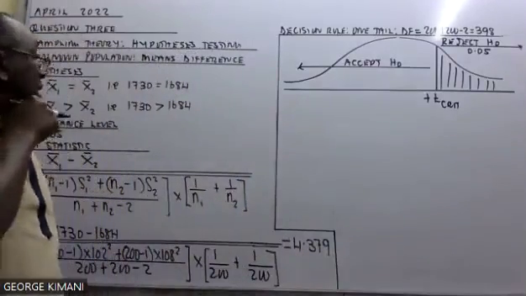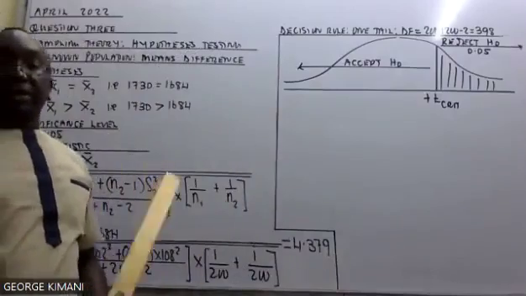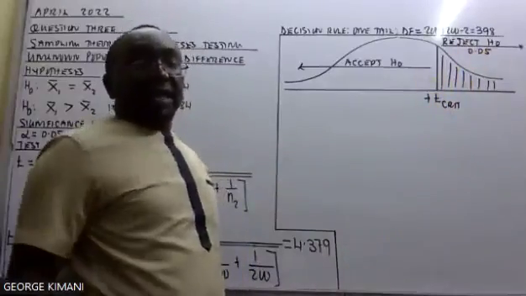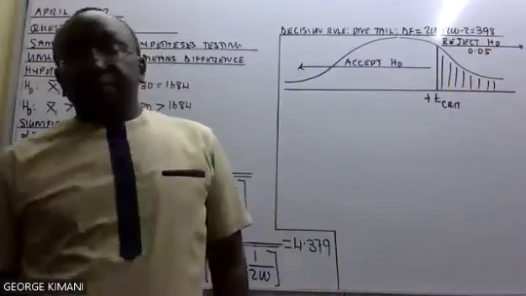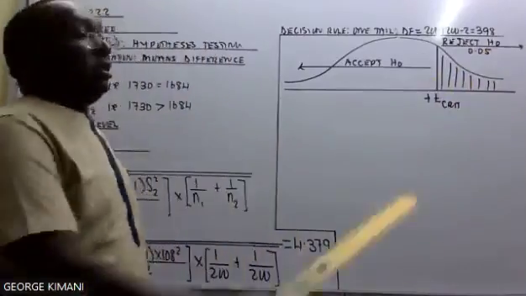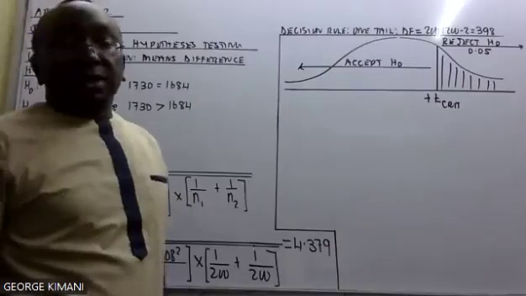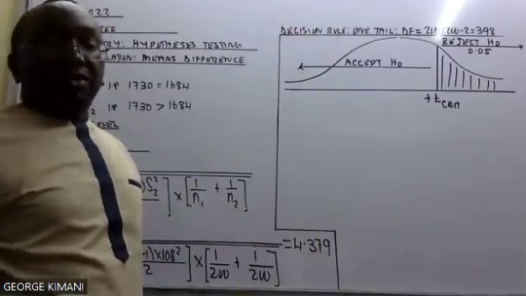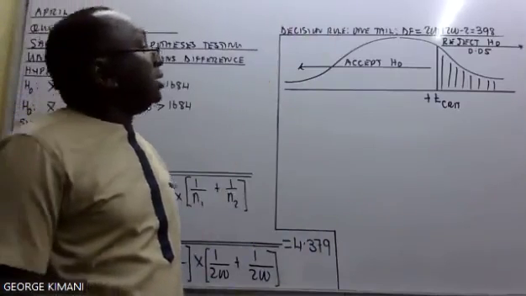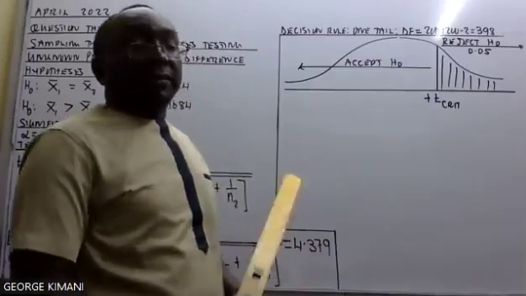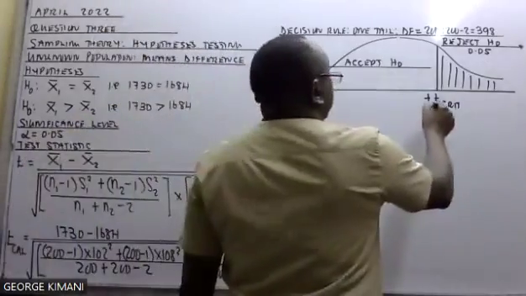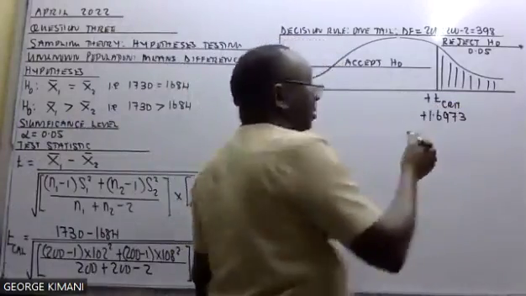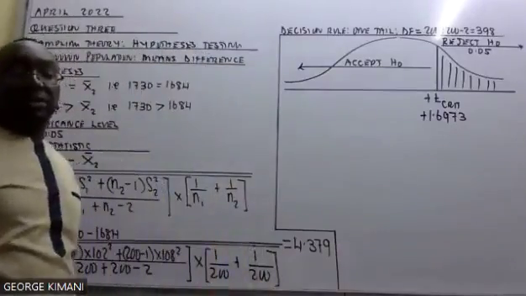So go to the T table at 0.05. Remember, this is one tail, so you've got one tail confidence, and then you move backwards to 95. Go up to 30, because this one is beyond 30. 1.6973.